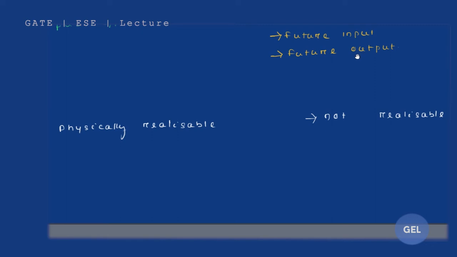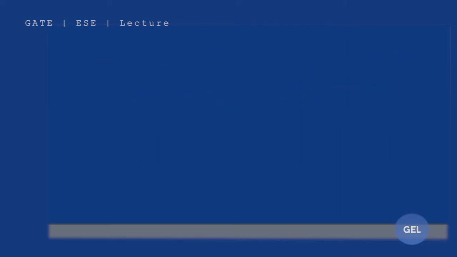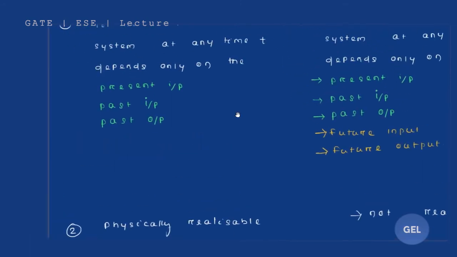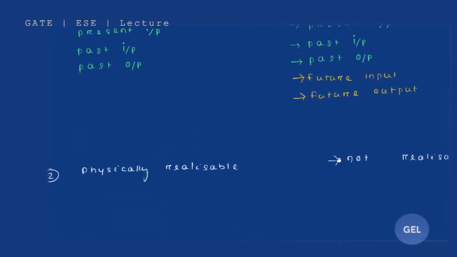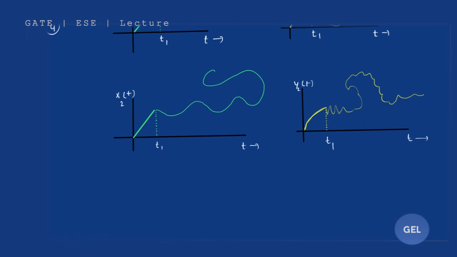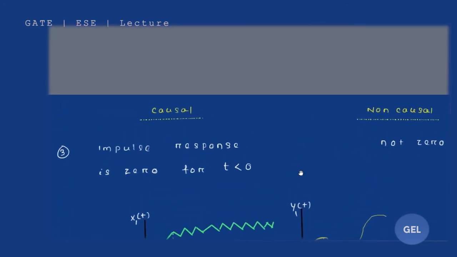So always, if there is a system under test, first check whether it is non-causal. Once you get confirmation that the system is non-causal, things will get easier. You understand? This is your second point. The first point is the definition, the second point is physical realizability, and a non-causal system is physically not realizable because it depends on future input.